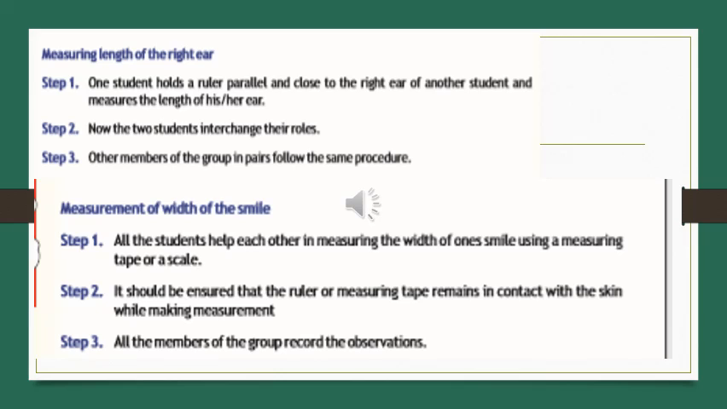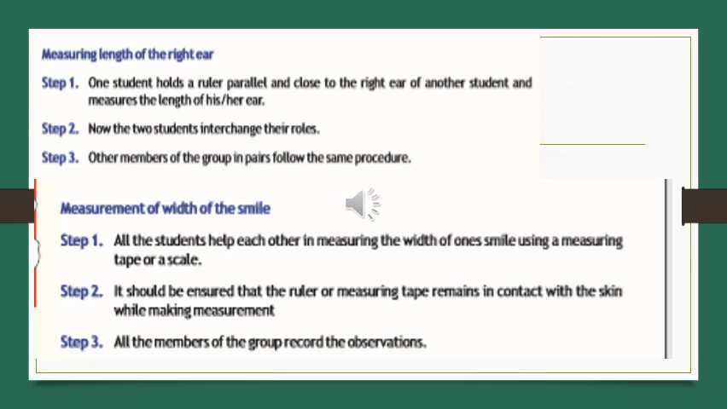You can see the pictures on the above slides which show how to measure the length of the ear and the length of the palm. Again, one member will hold a ruler parallel and close to the right ear of another student and measure the length, and then exchange their roles. So in this way you can measure the length of the right ear for each other.